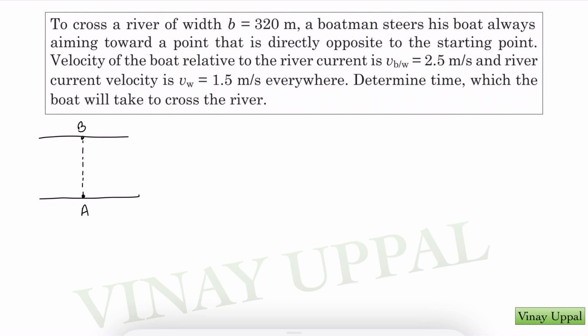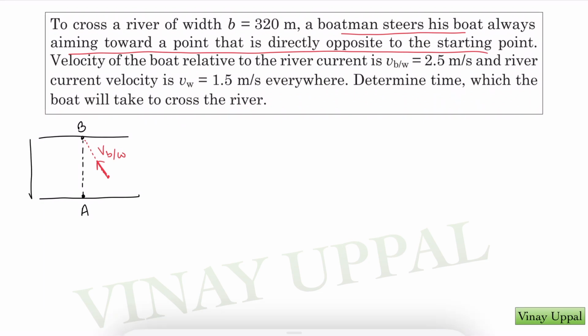So the boat is starting from point A, and as the boat travels, at any instant, the boatman steers his boat always aiming towards a point that is directly opposite to the starting point. So when I say that the boat is aimed at that, it means the velocity of the boat with respect to water is always towards point B. The velocity of the boat relative to the river current, VBW, is given to us as 2.5 meters per second, and the river current velocity VW is 1.5 meters per second everywhere. So we've been given the relative velocity and the river velocity. Determine the time which the boat will take to cross the river.